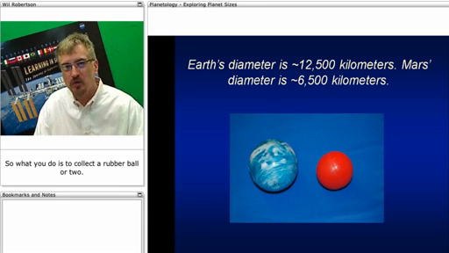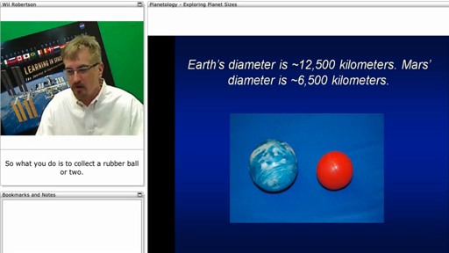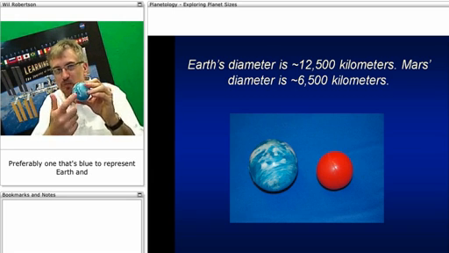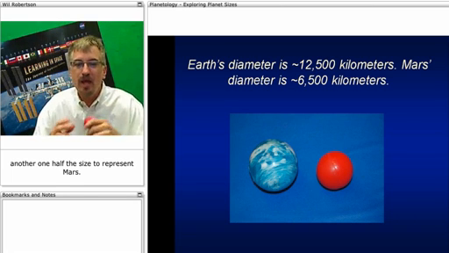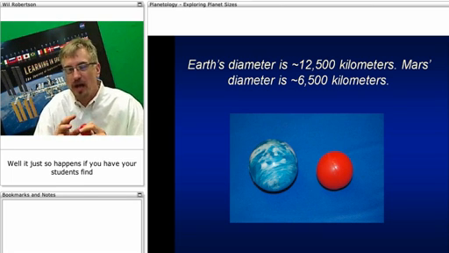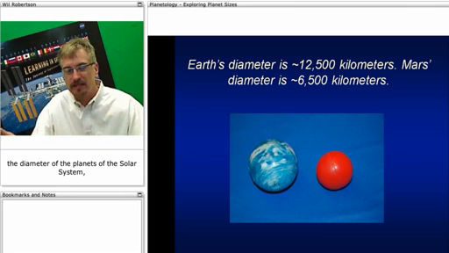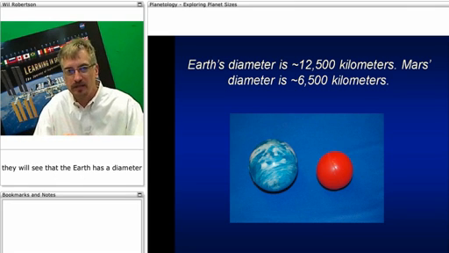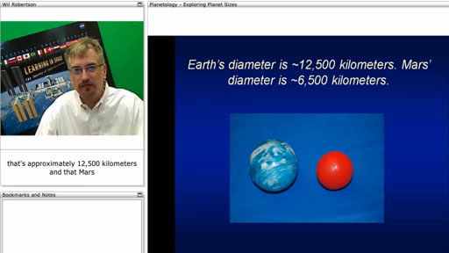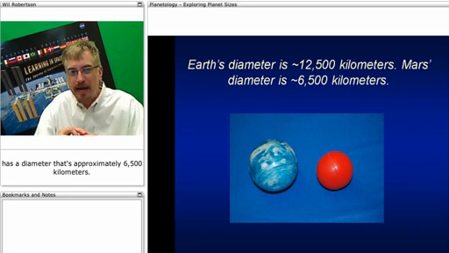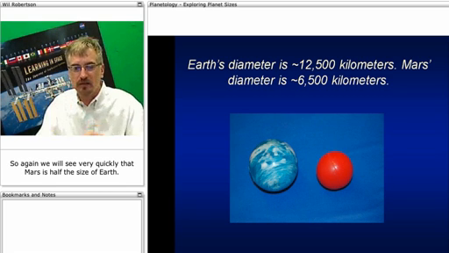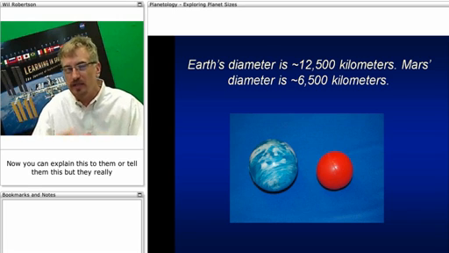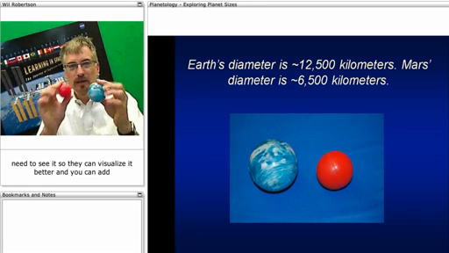So what you do is collect a rubber ball or two, preferably one that's blue to represent the Earth, and another one half the size to represent Mars. If you have your students find the diameter of the planets of the solar system, they will see that the Earth has a diameter of approximately 12,500 kilometers, and that Mars has a diameter of approximately 6,500 kilometers. So you will see very quickly that Mars is half the size of the Earth. Now, you can explain this to them or tell them this, but they really need to see it so they can visualize it better.